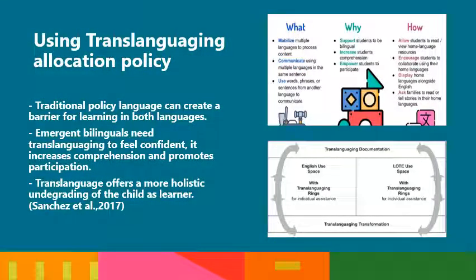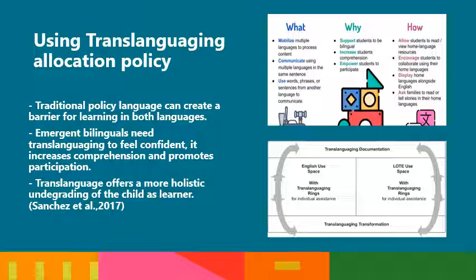One way to mitigate the challenges of policy language is by using translanguaging allocation policy. Traditionally, policy language can create a barrier for learning in both languages because it tends to strictly separate both languages, when in reality, the emerging bilinguals need the interconnection of both languages. Emerging bilinguals need translanguaging to feel confident. It also increases comprehension in the classroom and promotes participation.